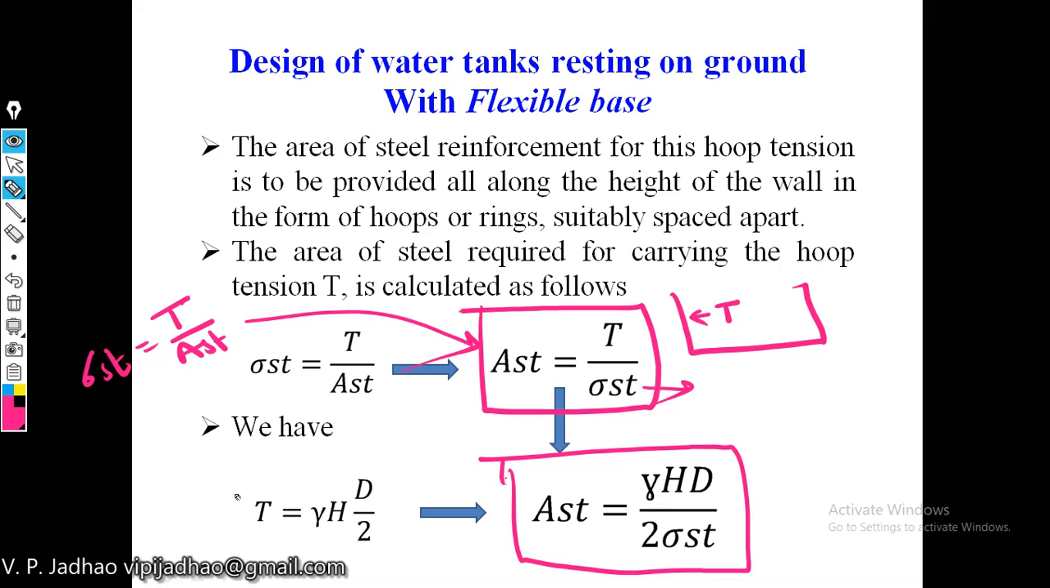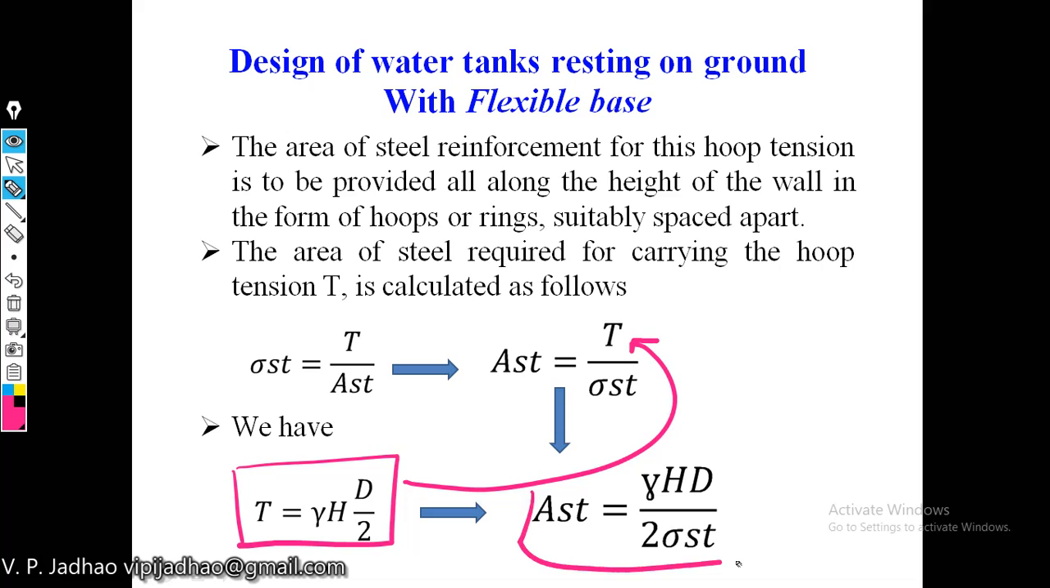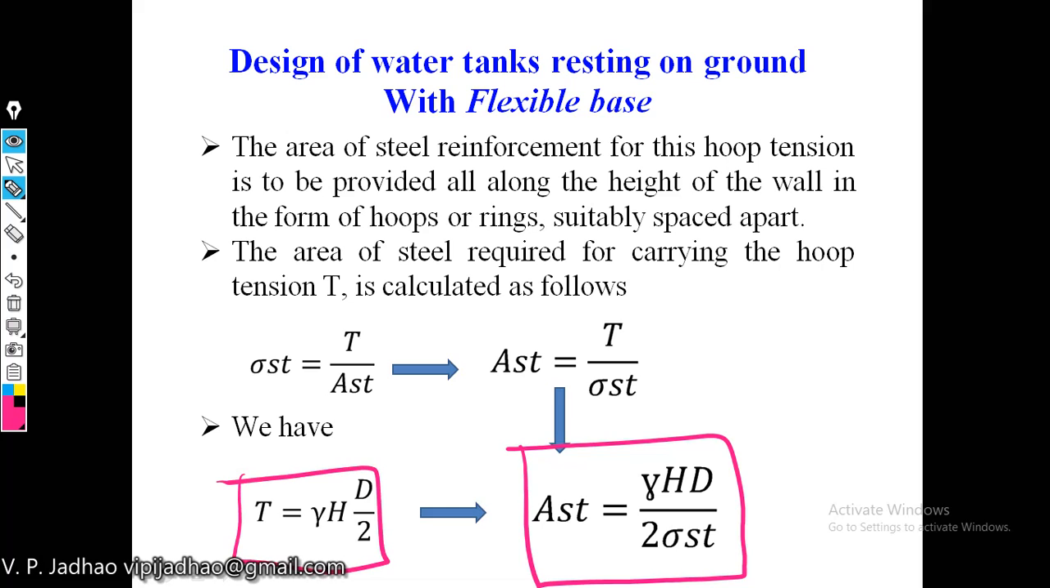And also we know that hoop tension T is equal to gamma h into d by 2. Just put this value of T in this equation, we get Ast is equal to gamma h d divided by 2 into sigma st. Okay, so this is the equation which is used for calculation of area of steel reinforcement required for resisting this particular hoop tension.